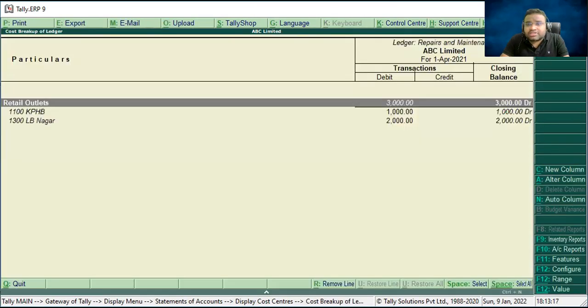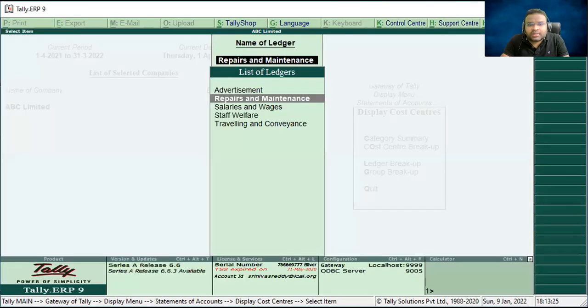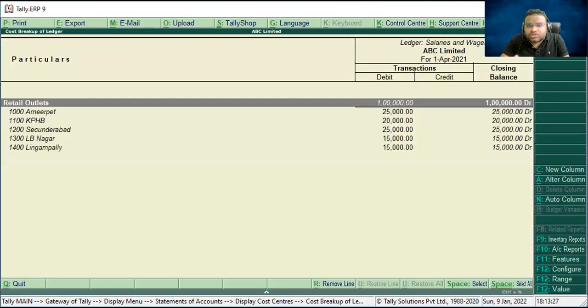If I go to repairs and maintenance, I incurred only at KPHP and LB Nagar. Why is there no repairs and maintenance at the retail outlets? And if I go to salaries and wages, 1 lakh have incurred more cost in Amirpet, KPHP, Secunderabad, less cost in LB Nagar, Lingampally. That means whether I'm giving more salaries in those 3 retail outlets or I'm giving under salaries in terms of LB Nagar and Lingampally.